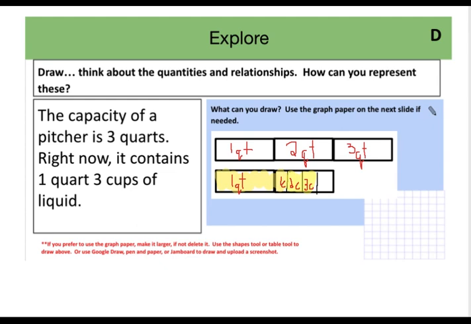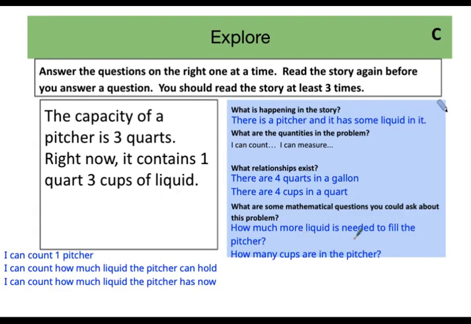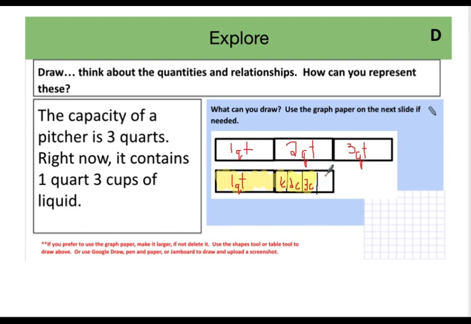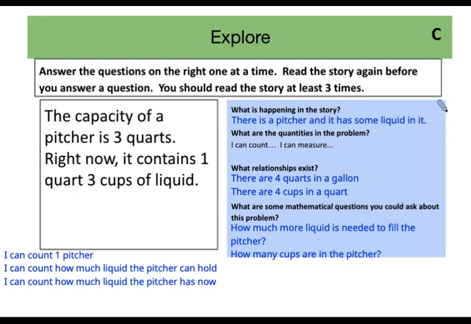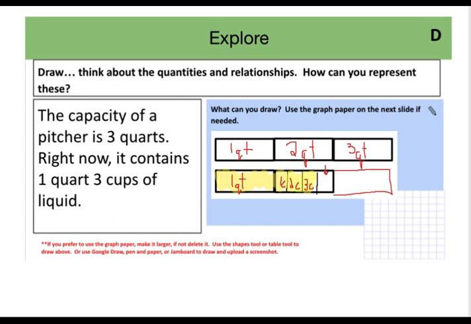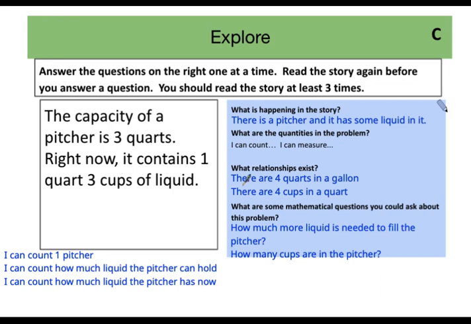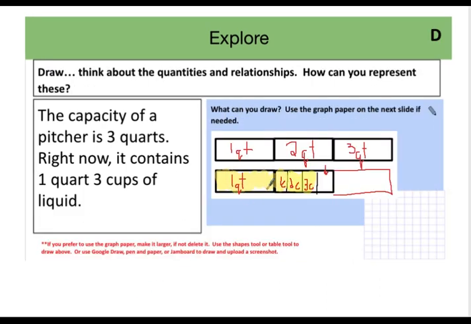If we go back to the slide here, we have the questions: how much more liquid is needed to fill the pitcher? Well, I see that we have this space over here, and then we have this missing space here. So I can figure out that answer pretty easily now just by using my drawing. And to answer the second question, how many cups are in the pitcher? Well, we know that when we looked at that relationship, in 1 quart there are 4 cups. So that would mean that I have 4 cups here, 3 cups here. That might help us get our answer for that as well.